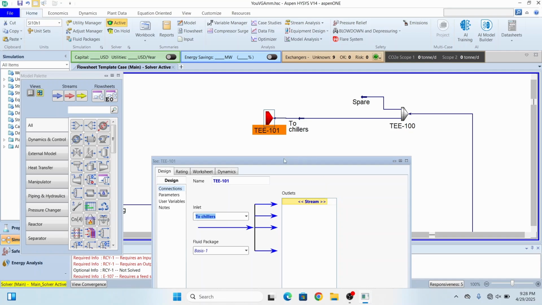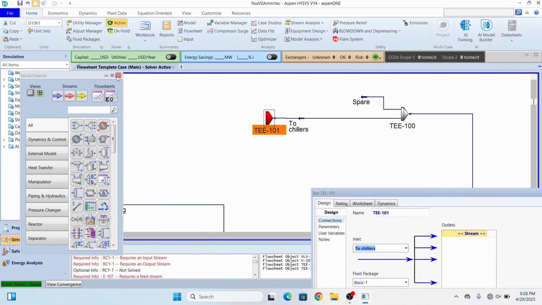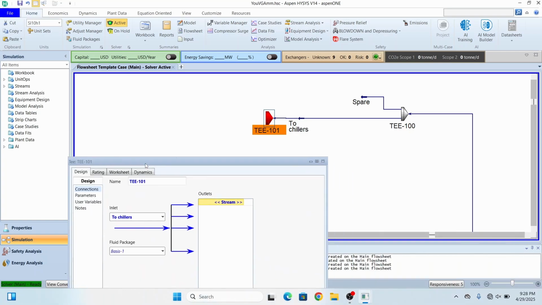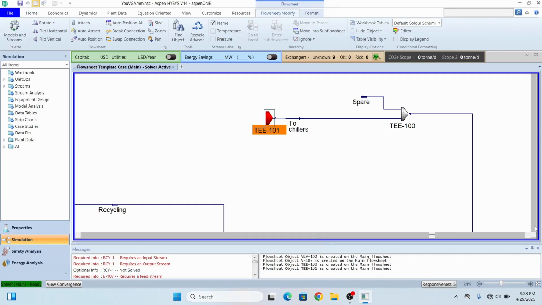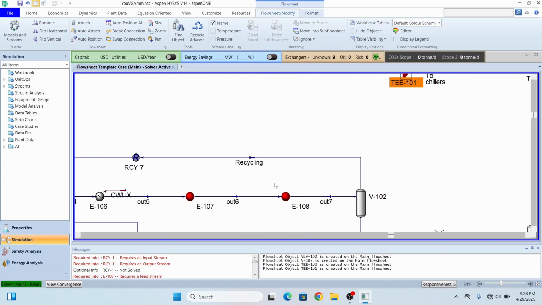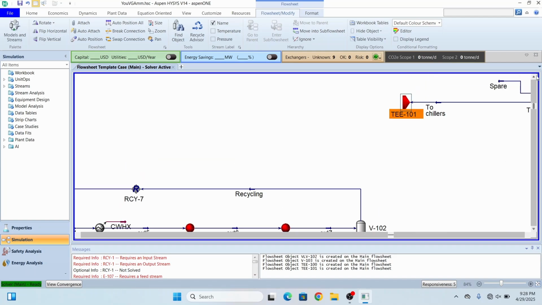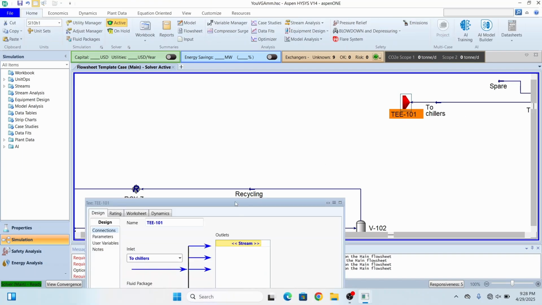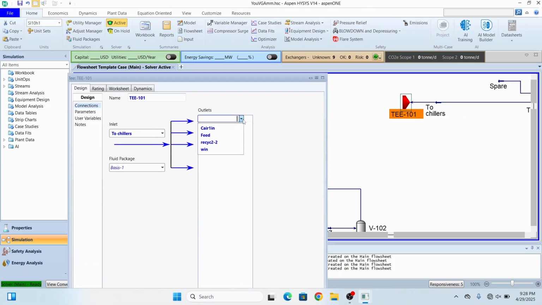If I go back to my heat exchangers, let me close this. Here these are the two heat exchangers. This heat exchanger will be my high pressure chiller and this will be my low pressure chiller. For this I will double click on it and rename my two streams. That one will be high pressure chiller in and the other will be my low pressure chiller in.